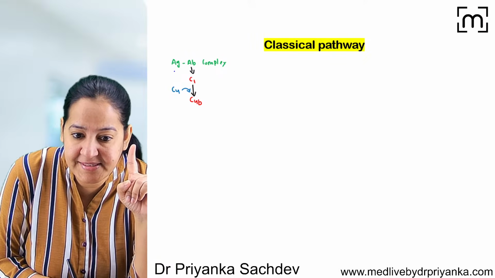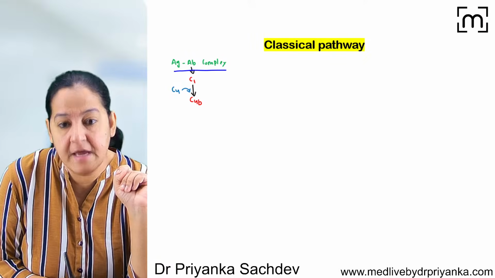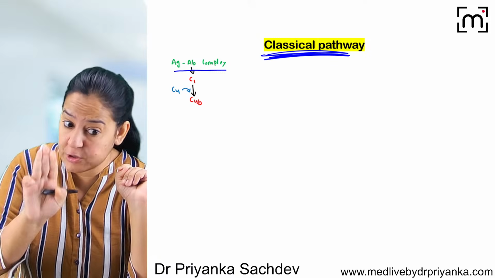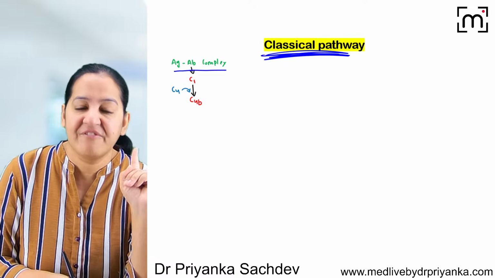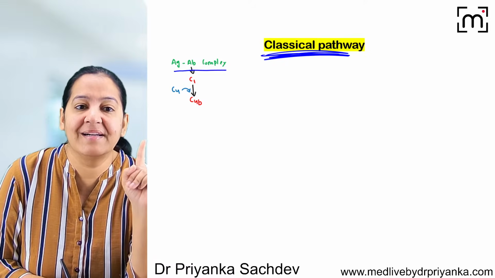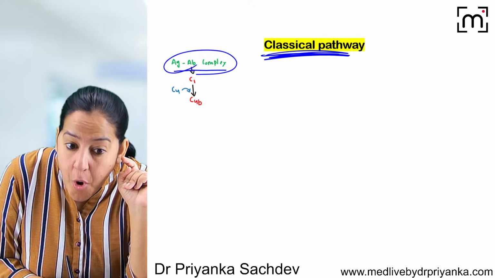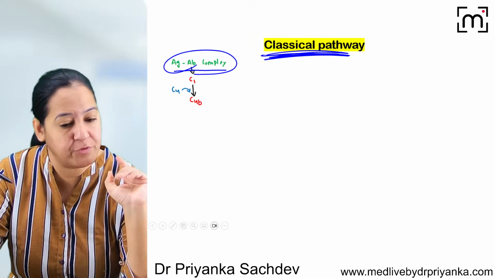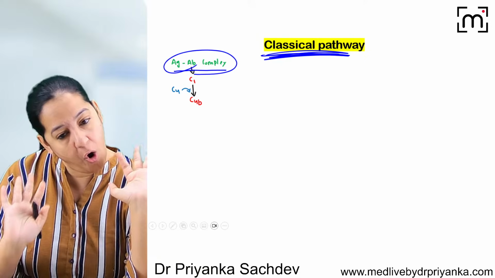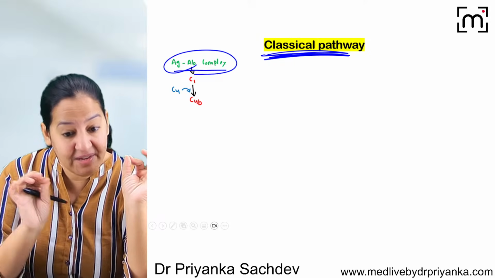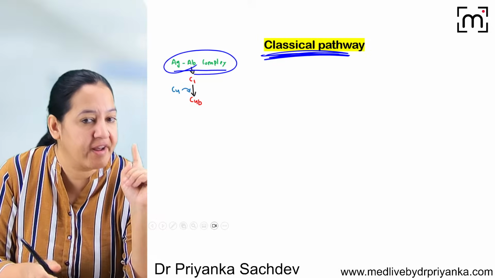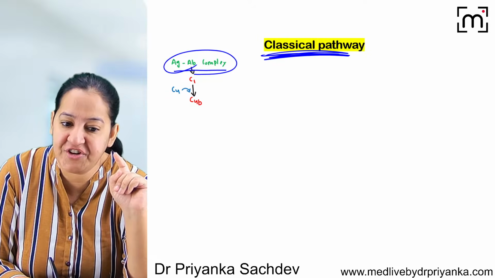Please see the trigger. It's antigen-antibody complex. We are talking about the classical. I will discuss all 3, and we will compare all 3 on one page. First start with classical. In the classical, the trigger is antigen-antibody complex. The trigger in all 3 pathways will be different. All 3 pathways are functional in me also, you also, but they are inactive. They will get activated by different triggers. So the trigger here in classical is antigen-antibody complex.